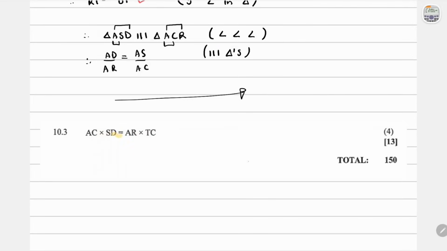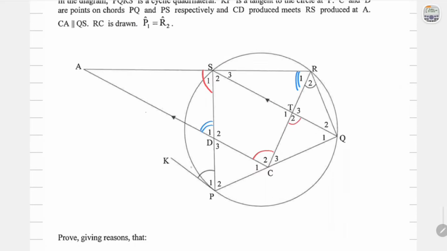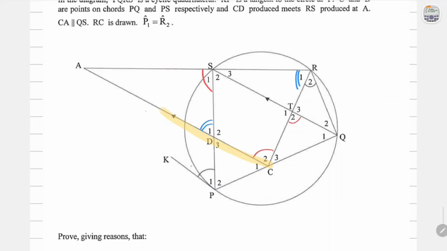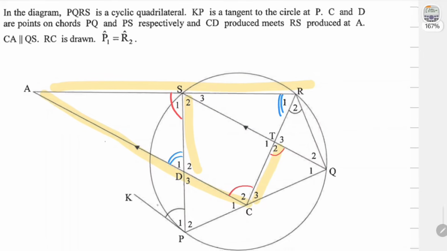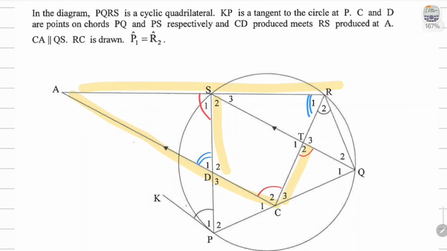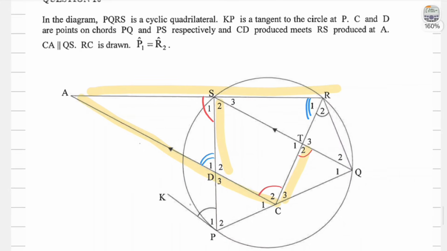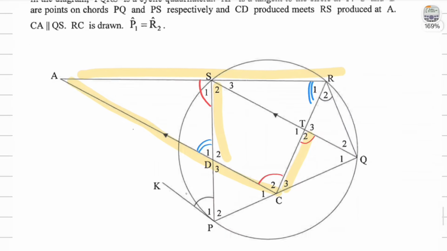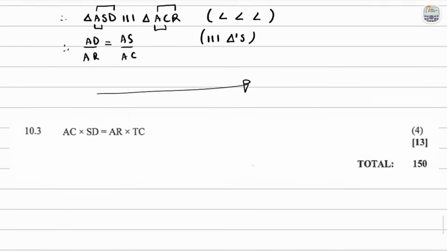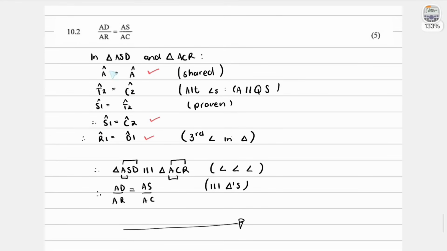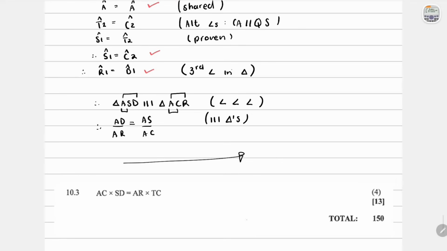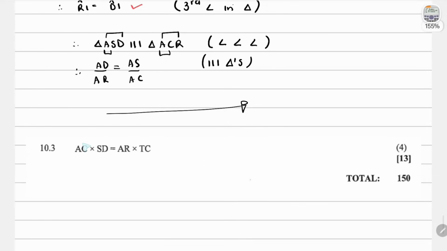So AC, SD, AR, and TC. So it has the lines in the triangle that we previously proved. Okay, those 2 triangles where we proved that they are similar. So we can go in that direction. Let's go ahead and just look at the sides they're using and see whether they are in these triangles or not. So I'm focusing on this part where we showed that they were similar.